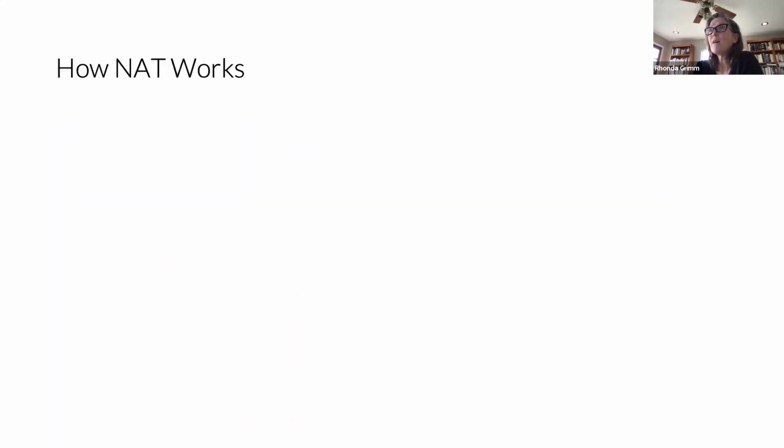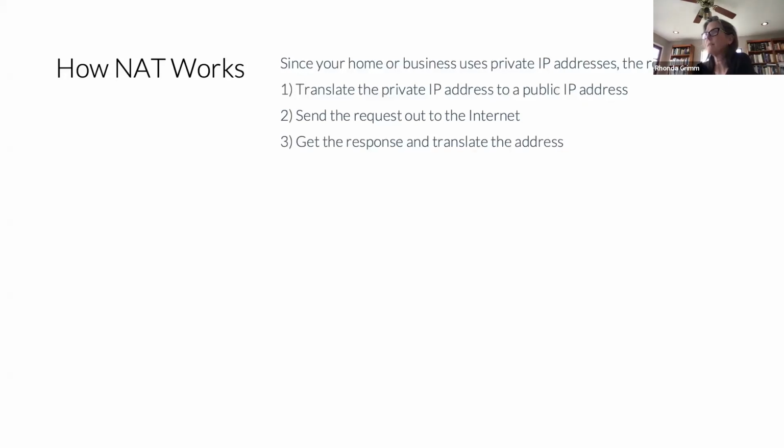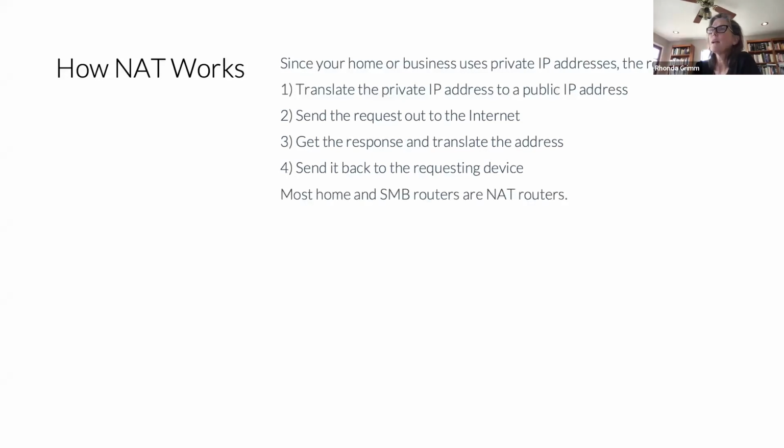So how NAT works is the router has to do a lot of stuff. It translates the private IP address to a public IP. It sends the request out to the internet. It gets the response, translates the address, sends it back to the requesting device. And most home and SMB routers are NAT routers. So let's look at how that works.